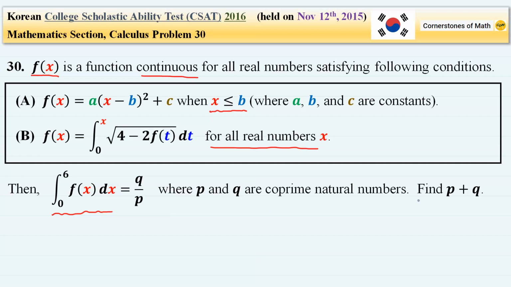Right, so first, this entire p and q thing is just to make the answer a natural number from 0 to 999. So this problem is essentially asking you to find this function f(x). The first thing to tackle is condition B, where we have function f(x) defined using a definite integral with x in the upper bound.